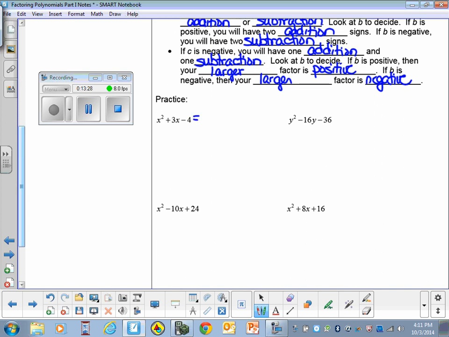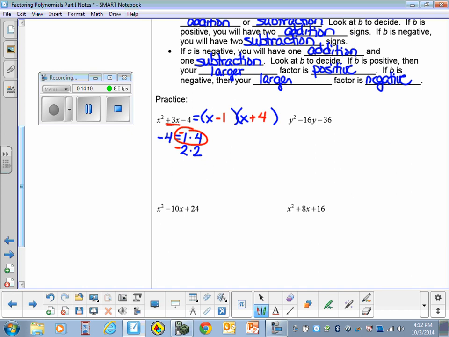Alrighty. Two sets of parentheses, x and x. Now I have to look at negative 4. 4 is 1 times 4 and 2 times 2. Because my 4 is negative, one of these factors is going to be negative. So I look at my b. I have a positive 3. So the bigger number has to be positive. The smaller number in each pair has to be negative. And when I add these together, I have to get 3. That's going to be negative 1, positive 4.